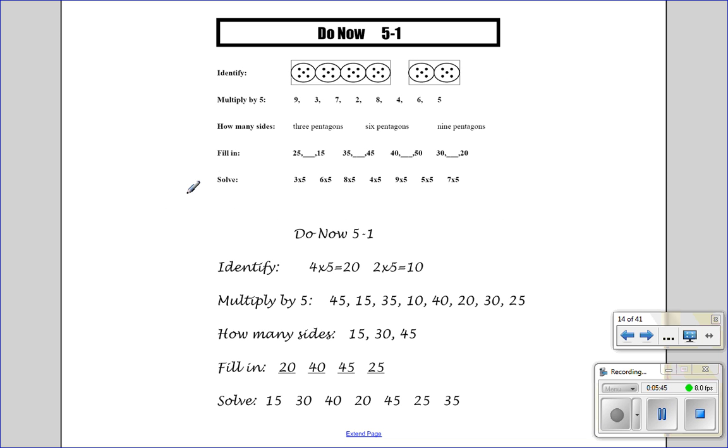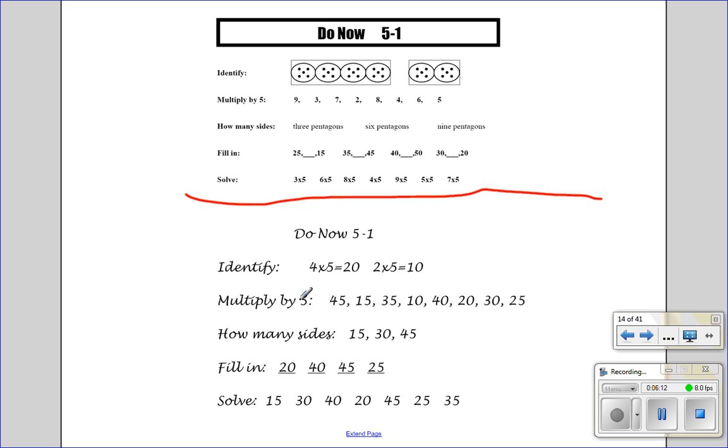Here, what I did is, above the red line is what was on the last page. But what a kid would do is theoretically take a piece of loose leaf. I wouldn't have my kids write on this paper at all. They would just take a piece of loose leaf and write do now 5-1. They would write the word identify, but then instead of drawing the picture up here, they would write the fact. Well, there's 4 circles, 5 in each, 4 times 5, 20. 2 circles, 5 in each, 10.